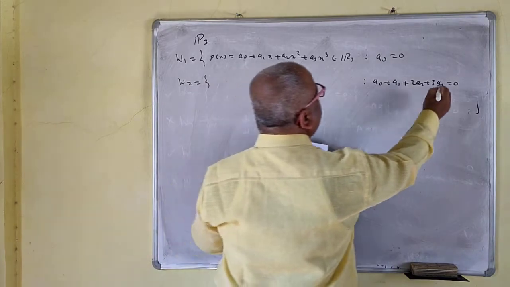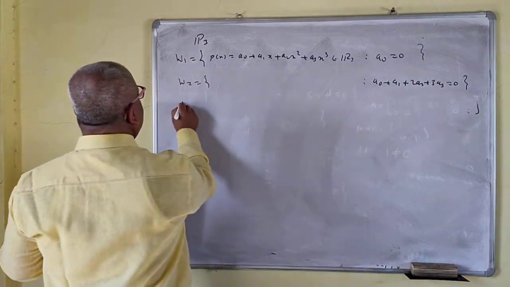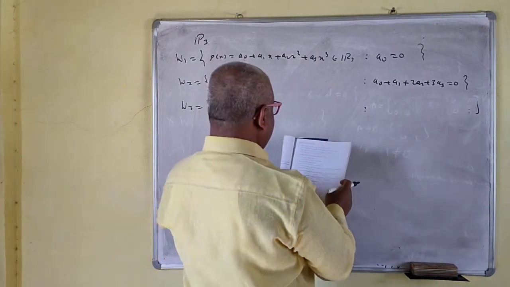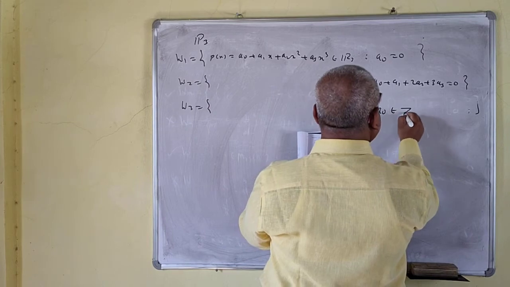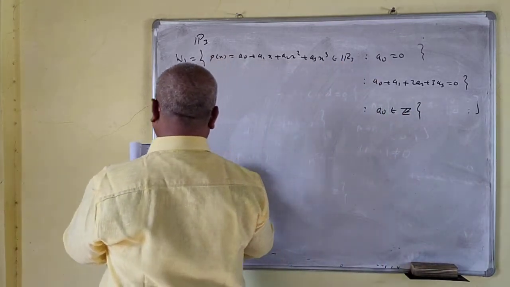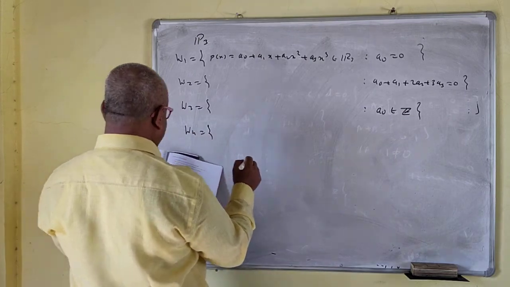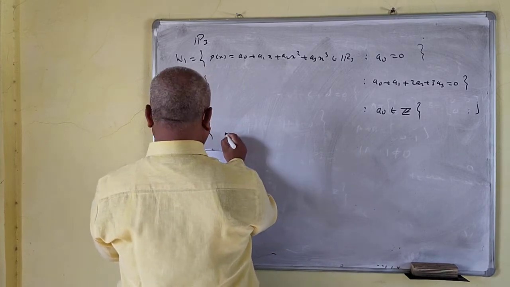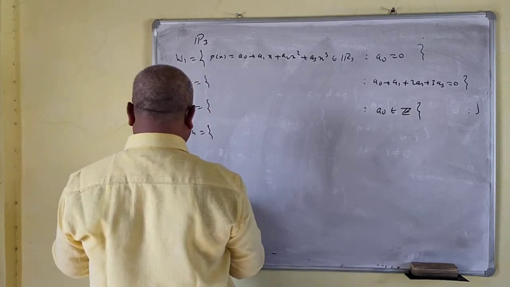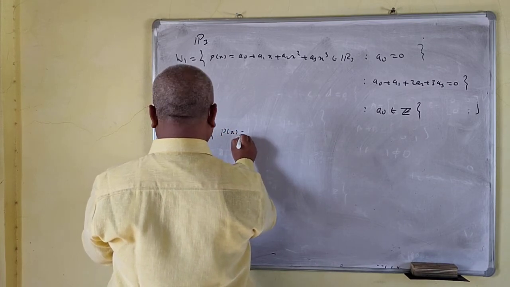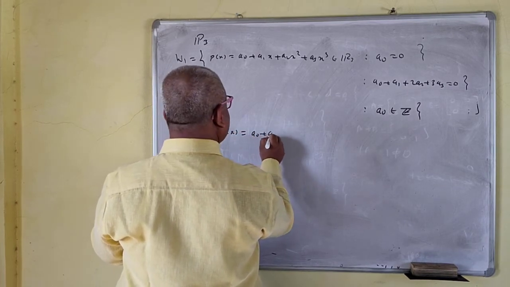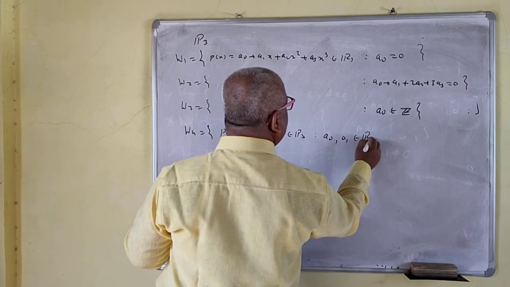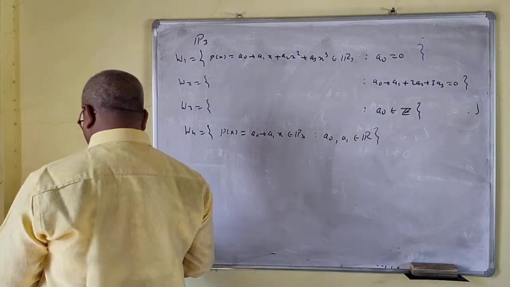I will not write this now. Then W3 is equal to, you have to write all these polynomials here, such that a0 belongs to Z. And W4 is equal to the polynomials p of x equal to a0 plus a1x belonging to P3, such that a0, a1 belong to R.